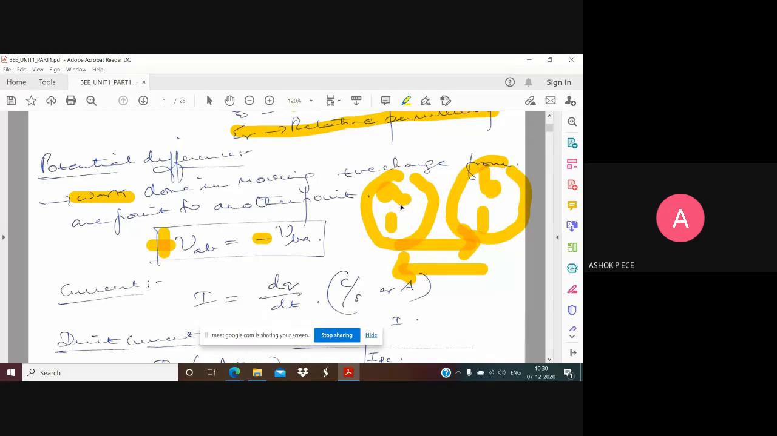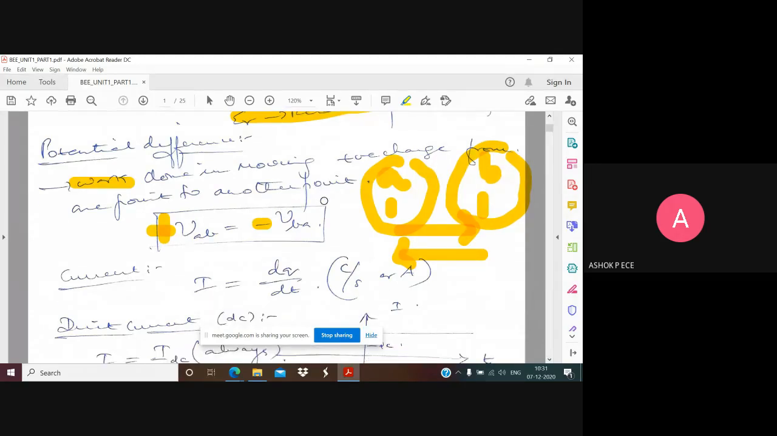So when a positive charge moves from A to B, naturally a negative charge has to move from B to A to neutralize the charge. So in that case, VAB and VBA will be opposite in sign. Magnitude will be the same because the amount of work done is the same, but how you move, that direction, is going to change. That direction is going to be of importance to us.